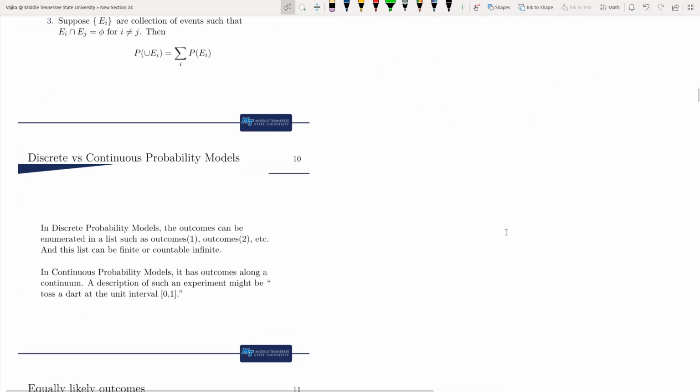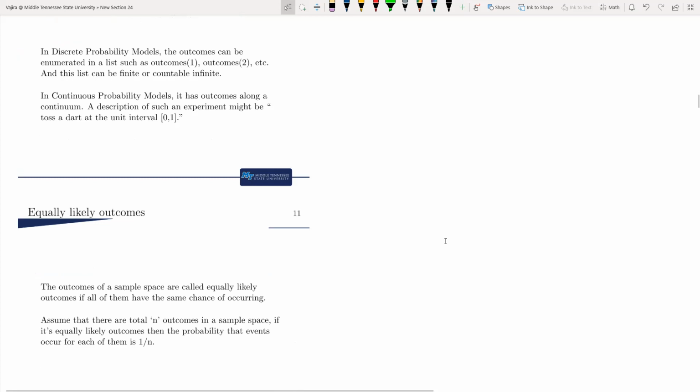Next, we are trying to distinguish between discrete probability models and continuous probability models. A discrete probability model means you can enumerate or count outcomes, like outcome 1, outcome 2, and so forth. In a continuous probability model, you cannot count because the outcome set is uncountable. For example, let's say you toss a dart at the unit interval 0 to 1. Then you cannot really write down all possible outcomes. So that constitutes the continuous probability models.